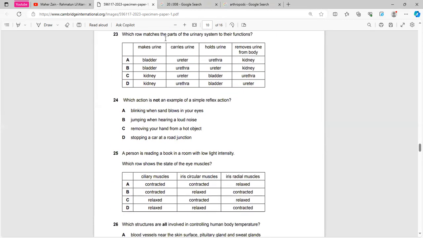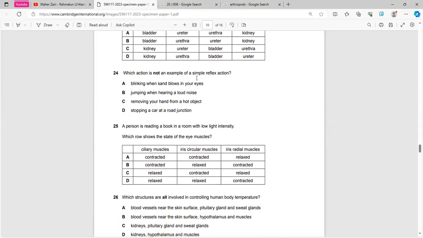Now the urinary system, I already have told you that the organ which makes urine is the kidney. The bladder only stores the urine. What carries the urine? It is the ureter. What holds the urine? It is the bladder. The bladder is like a sac. It has a capacity of about 1 liter, which can be extended to 1.5 liters. And what removes the urine? It is the urethra.